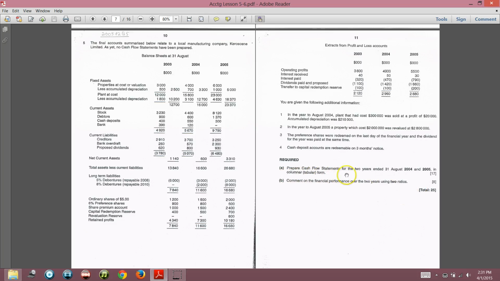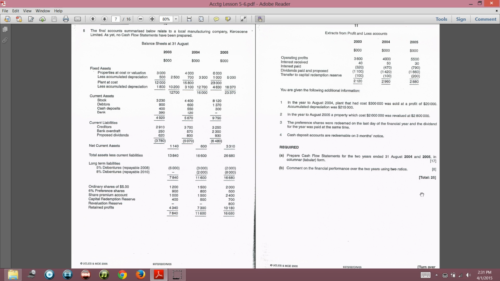And then here it says prepare a cash flow statement for the year ended 31 August 2005 in columnar form, and this is only 17 marks. Then part B, comment on the financial performance over 2 years using 2 ratios. So that means this question you have to finish in 45 minutes. You've got to do it in lightning speed, very fast, otherwise you cannot finish.